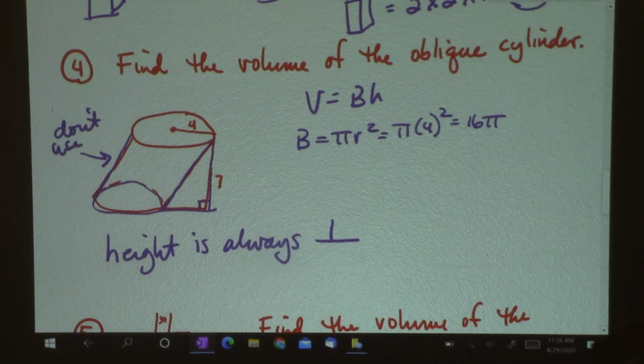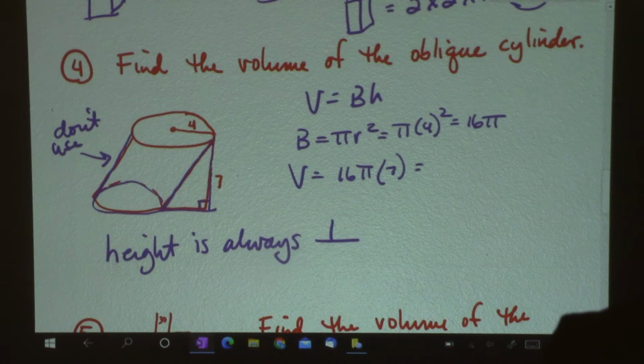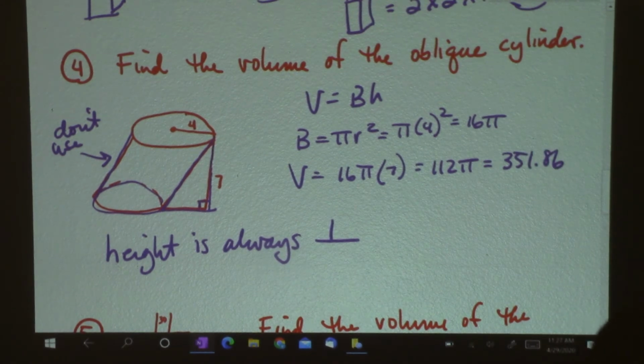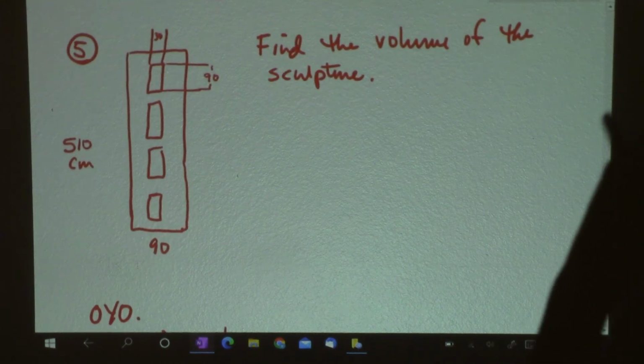Do not use that for volume, okay? So I'm going to have my volume equals 16 pi times 7, which is 112 pi, and that is 351.86. And what kind of units did we have there? Let's see. This was inches, so let's make that inches cubed. If it'll let me write it. There we go. All right. Okay. We're going to do one more, and then I'm going to give you some OIOs.